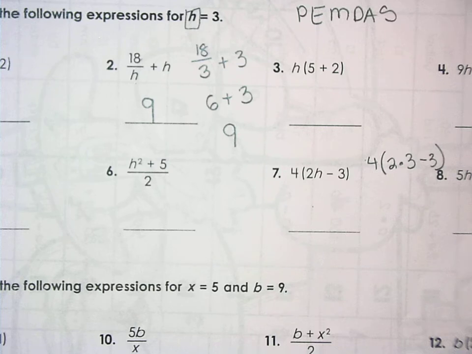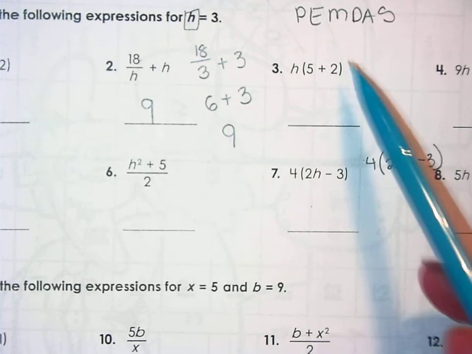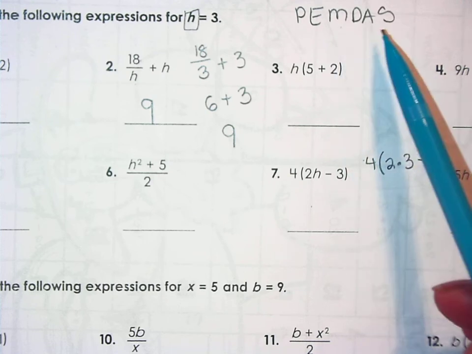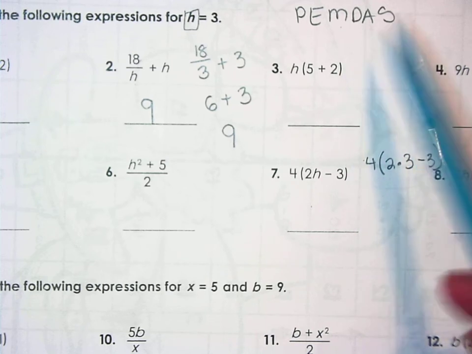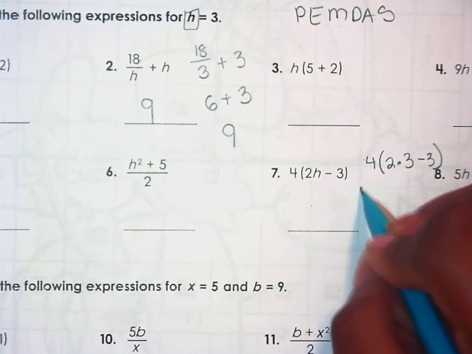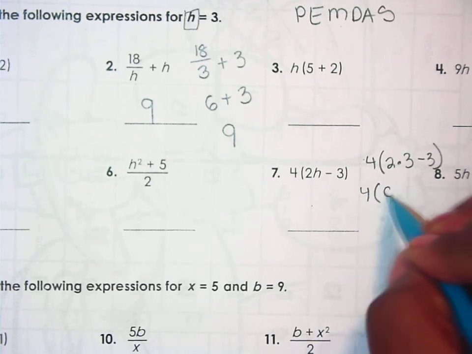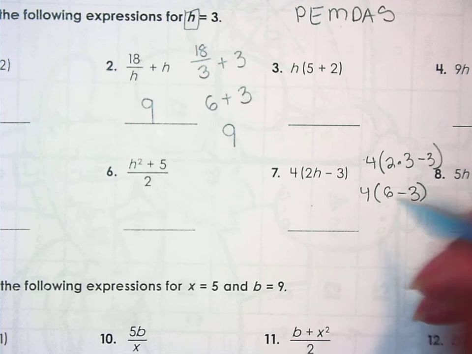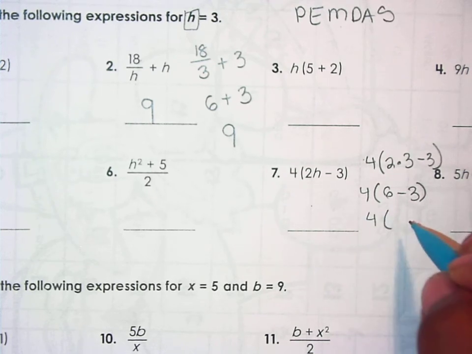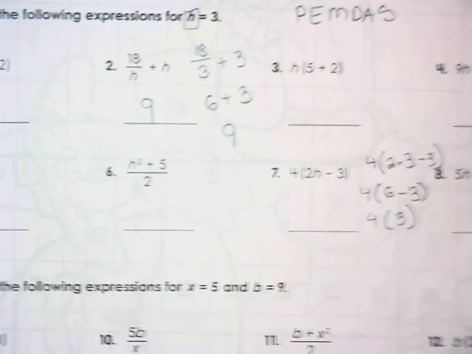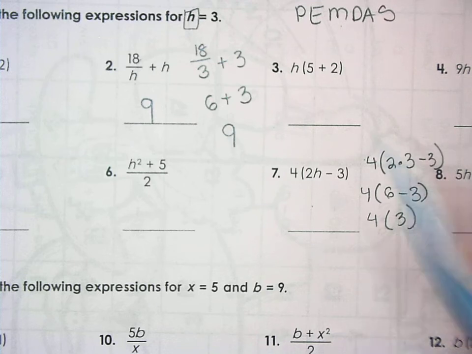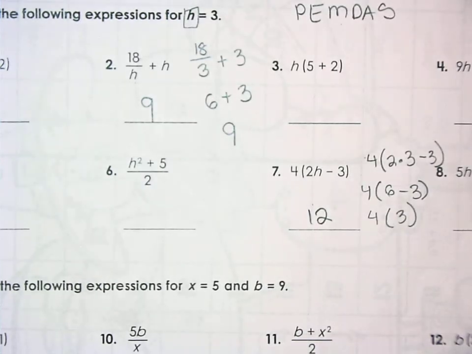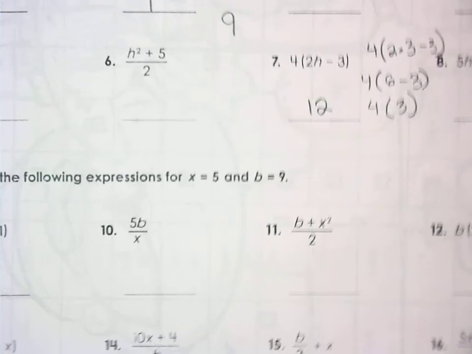That is very important. Inside my parentheses, I don't have any exponents, and I have multiplication and subtraction. So I'm going to do my multiplication first, then rewrite and do my subtraction. So I have 4 times (2 times 3 is 6, minus 3). So then I have 4 times 3, because 6 minus 3 is 3. Anytime I see a number outside of parentheses, that just means to multiply. So 4 times 3 is 12. My answer to 7 is 12. Let's move down to 9 through 16.